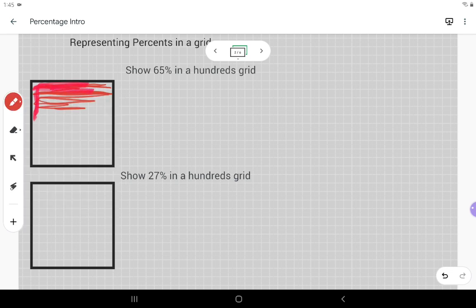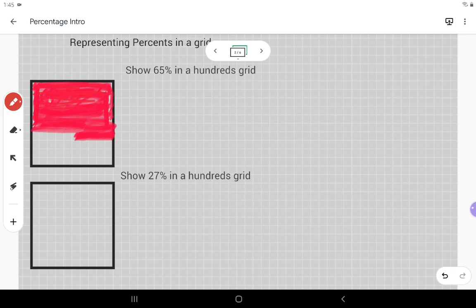I've colored in now 50 of my squares, and I need to color in a total of 65 of them. So I have to do 10 more, and then I would need to color in 5 more little squares here. So of the 100 squares I started with, 65 of them are now colored in. There's my 65%.